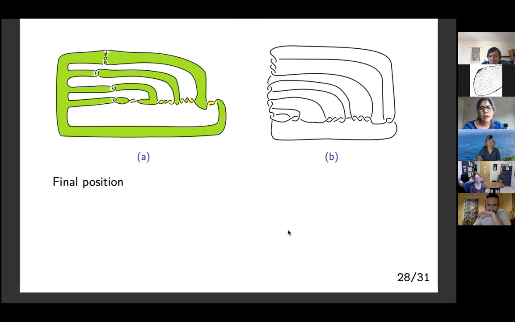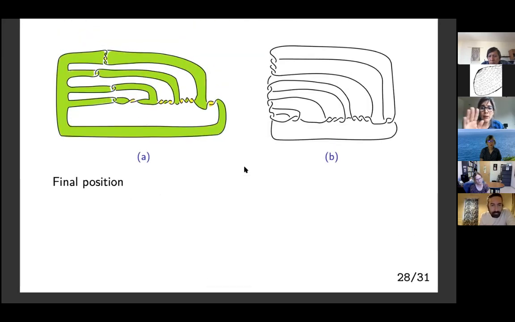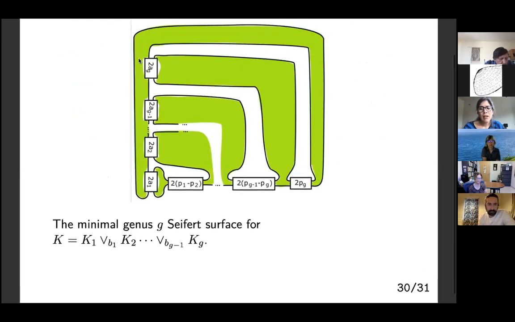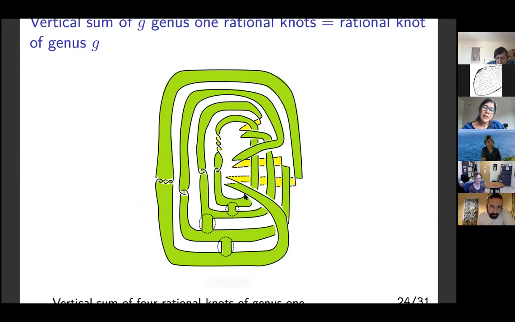And so we end up with this final position that is not hard to see is a rational knot. This is the final position for this example. And in the general case, we are going to end up with a position like this. These boxes here are the number of crossings given by the parameters of each rational knot. And here is again the same picture, but with the surface obtained. And this surface is precisely a minimal genus G cipher surface for the rational knot. So we just show that taking this vertical sum of G genus 1 rational knots gives us a rational knot of genus G.